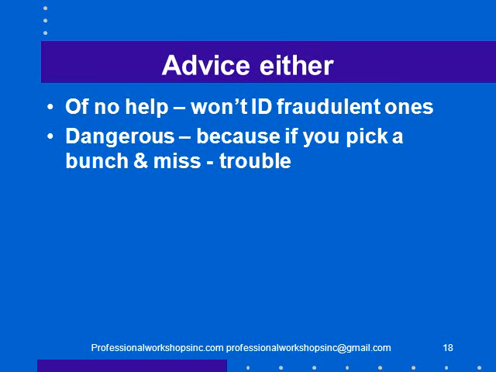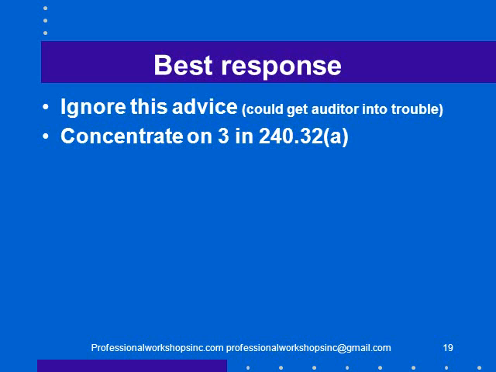So that advice is either of no help, it won't identify fraudulent entries, or it's dangerous, because if you pick an entry that has a round ending number and don't recognize it as fraudulent, now you're in real trouble because you've documented something as not fraudulent when in fact it was. So it doesn't really help the auditor much. Our best response, I guess, then, is to ignore this advice because it could get us into trouble and concentrate back on 240.32a, the three procedures that we must do, and making sure that we've done those three procedures.